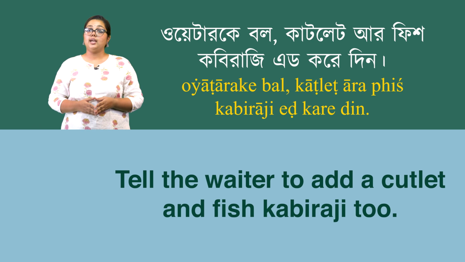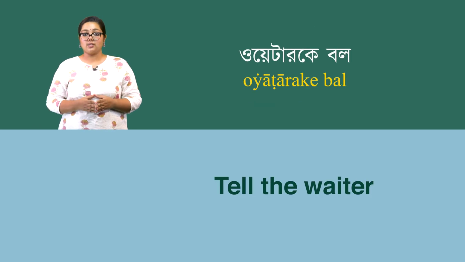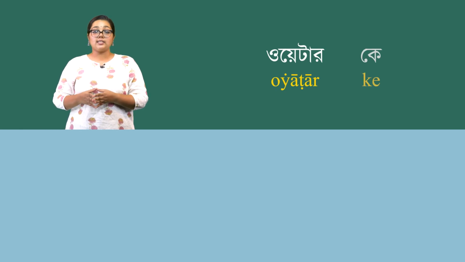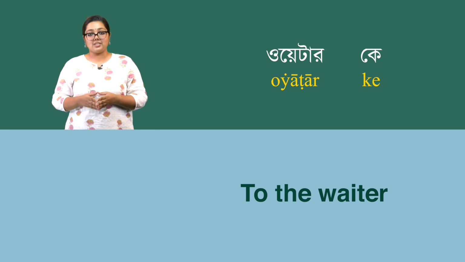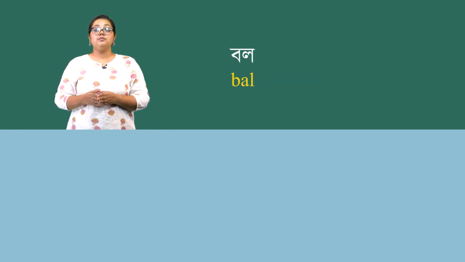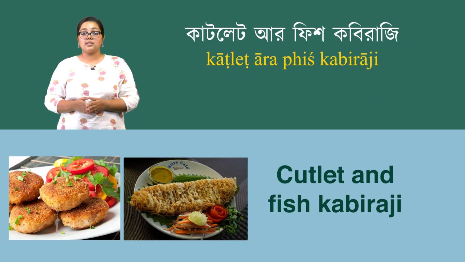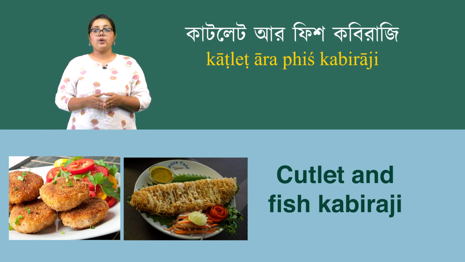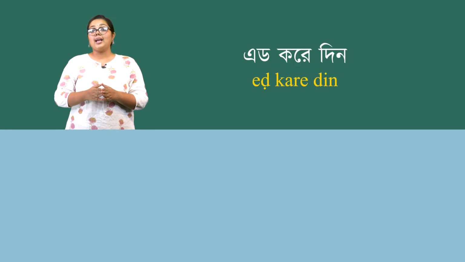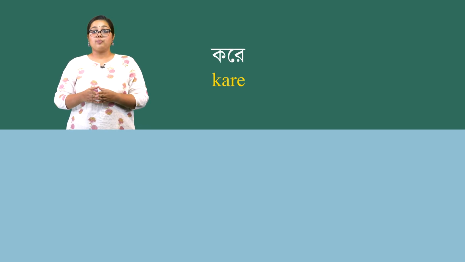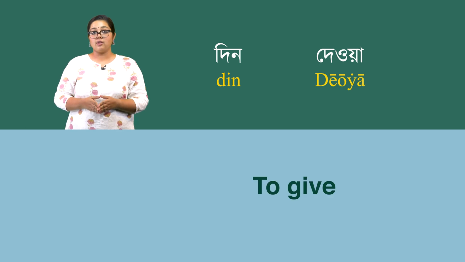Atish then adds his order with ওয়েটারকে বল কাটলেট আর ফিশ কবিরাজি অ্যাড করে দিন। Waiter ke means to the waiter, where waiter is the borrowed word and ke marks the object. Bol is the familiar imperative of bola, to say or tell. Then he lists the food like cutlet and fish kobiraji, a Bengali speciality where fish is coated with egg and fried. And add kore din: add is a borrowed word from English, kore comes from kora, to do, and din is the respectful imperative of deva, to give. So he is saying tell the waiter to add a cutlet and fish kobiraji too.